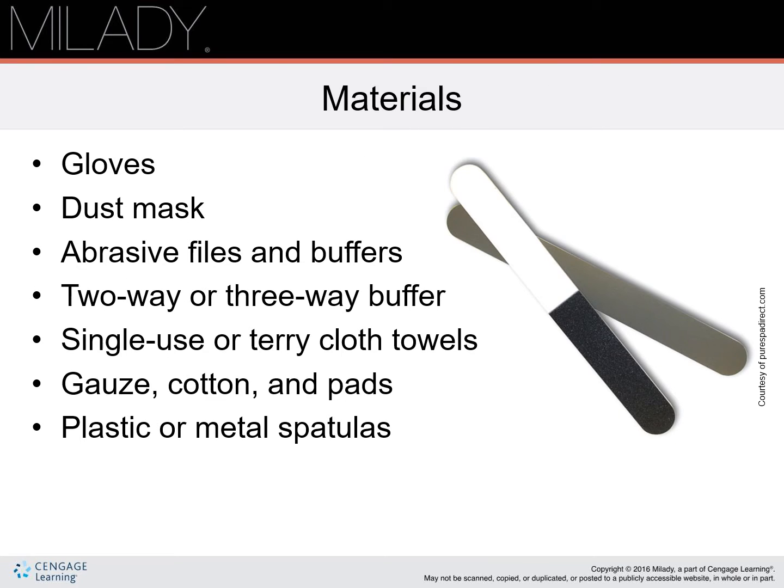Materials. Materials are supplies that are used during a manicure, designed to be single-use. They must be replaced for each client. Examples: gloves. This is PPE. It's worn to protect a cosmetologist and also to protect the client.